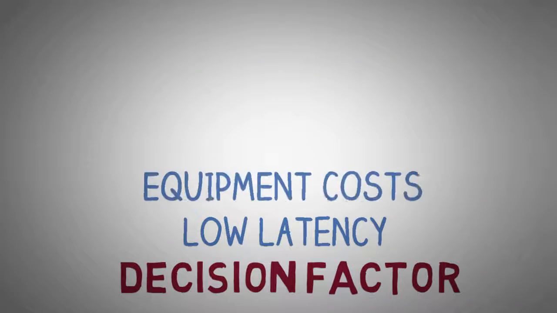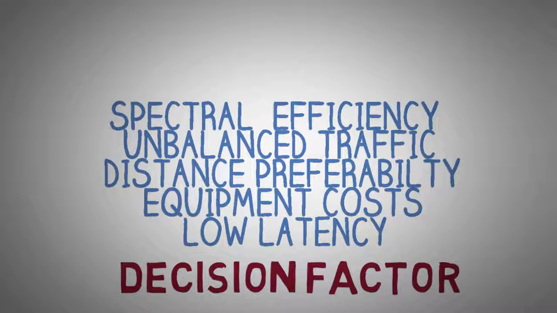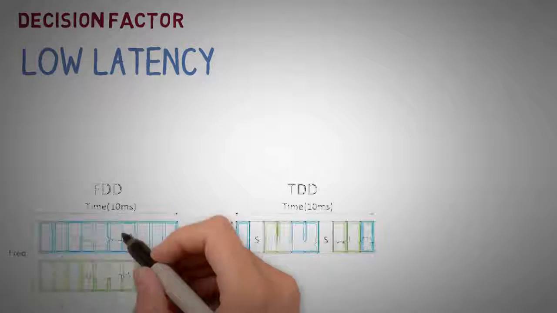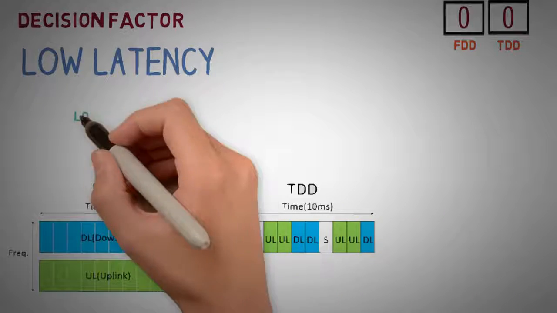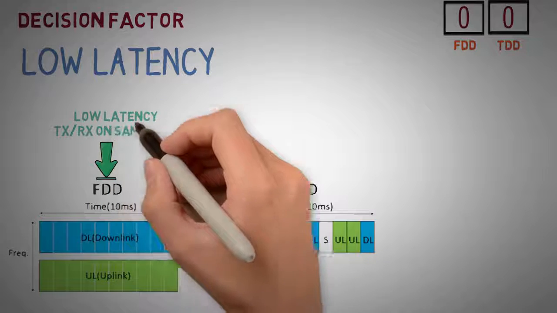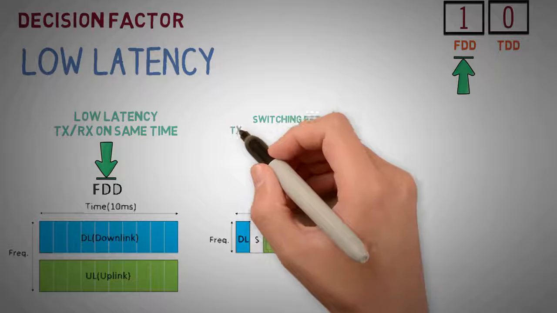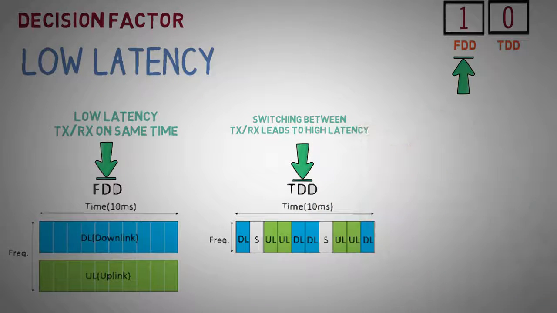Let us see what are the factors that help an operator to decide whether to use FDD or TDD before rolling out a full-fledged LTE. Latency: FDD offers very low latency, since transmit and receive functions operate simultaneously and continuously, whereas in TDD the switch from transmit to receive incurs a delay that causes traditional TDD systems to have greater inherent latency.